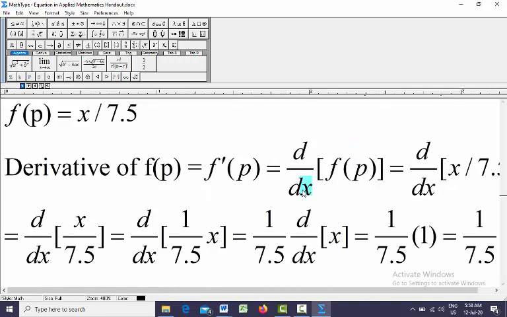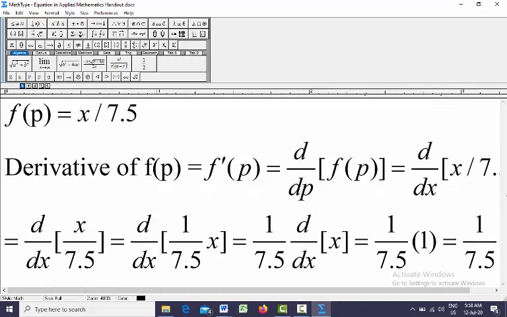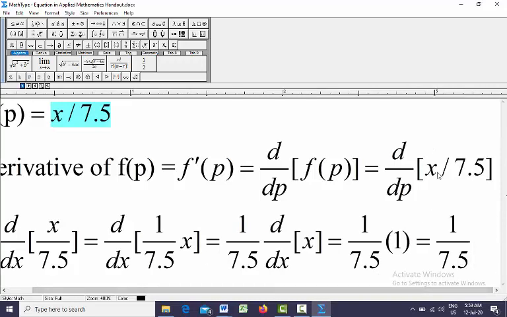So you need to do differentiation with respect to p. Here we will have p, but the function is x divided by 7.5, but the variable is p, right?